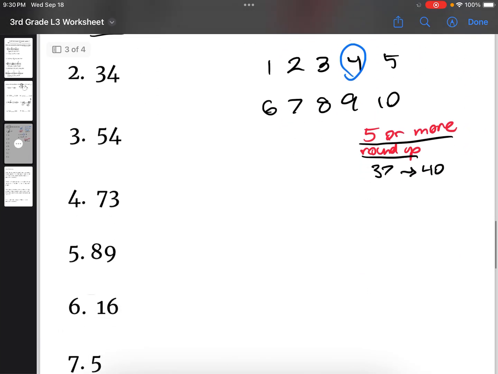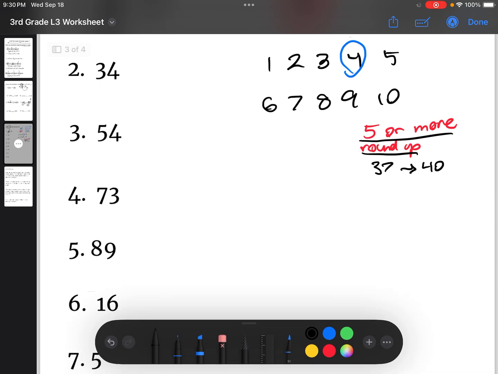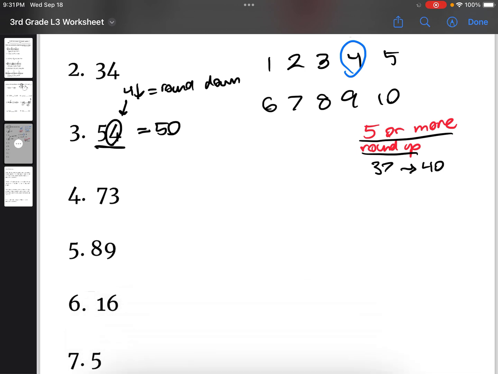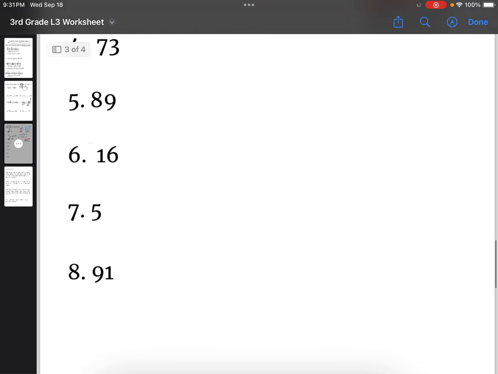Take a look at number 3. Number 3, we end in 4. And if it's 4 or less, then it has to round down, which means the 54 becomes 50. Don't forget, we're rounding to the nearest 10 here.